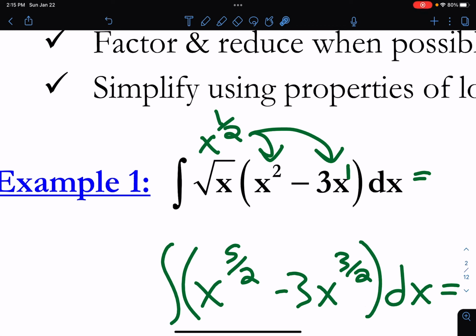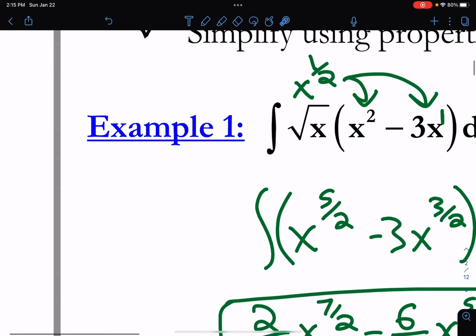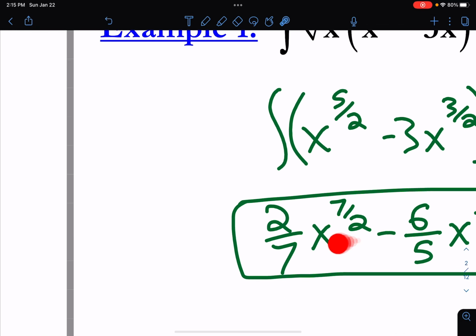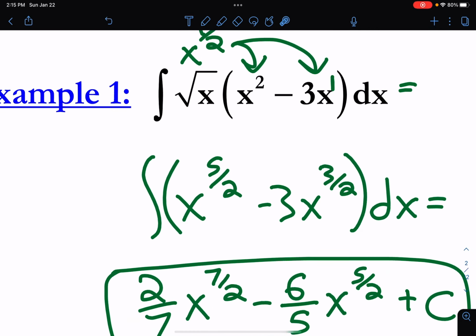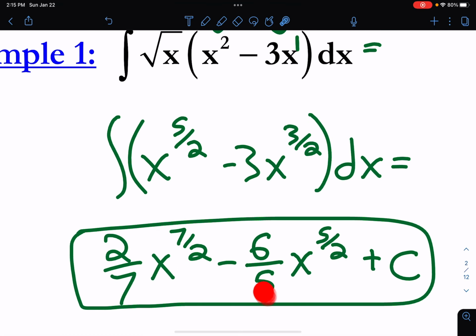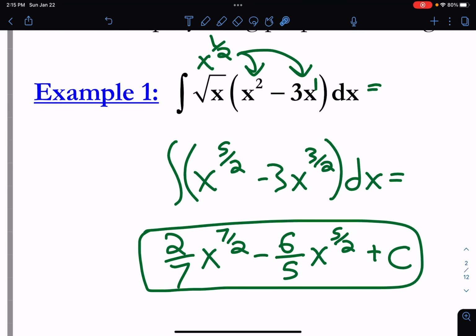And now this is just a simple antiderivative power rule for each of those terms. So 5/2 add 1, 7/2, divide, we get 2/7 x to the 7/2. 3/2 add 1, we get 5/2, divide by that. That's multiplying by 2/5. So 3 times 2/5 gives us minus 6/5 x to the 5/2. And of course, in the words of the immortal Mrs. Sager, don't forget your cookies, plus C, because this is an indefinite integral.